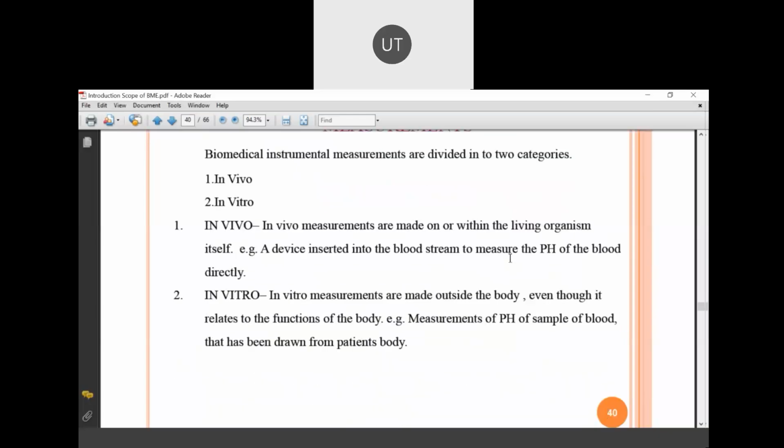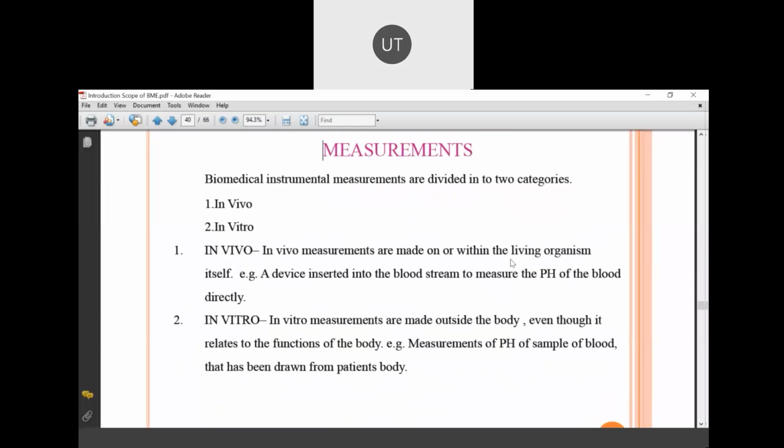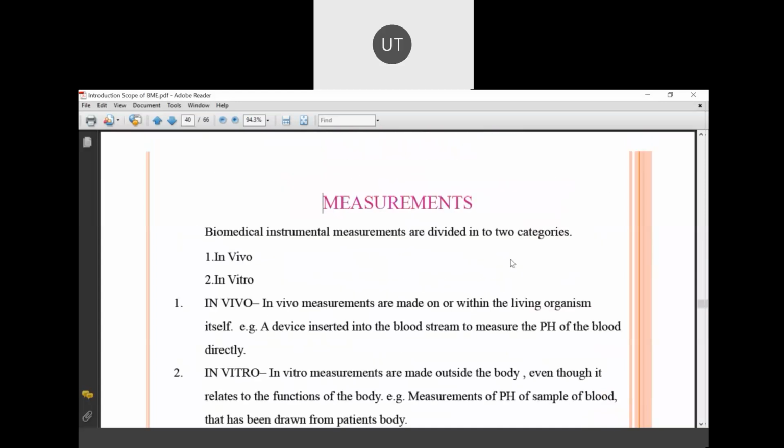You will come across these terms whenever you refer to different books. For this subject, I told you that you can refer to the Khandpur or the Cromwell book. If you are interested in the electronic side, then you can go for the Carr and Brown book. If you are going for signal processing, you can go for Rangayyan's book, which is already listed in the textbooks and reference books. I already explained this at the very beginning of this session and lecture.